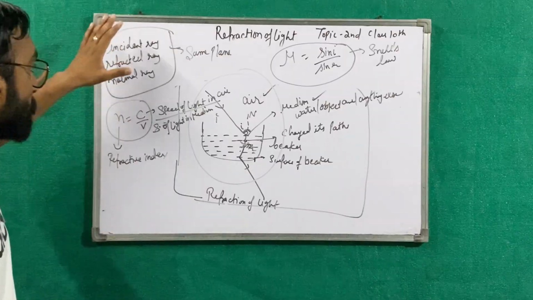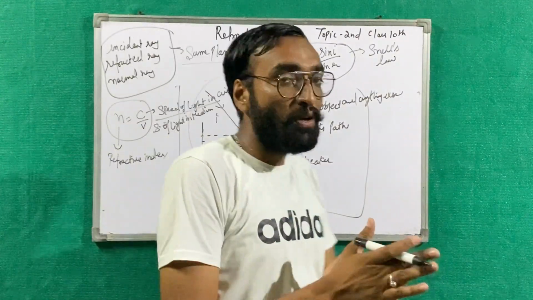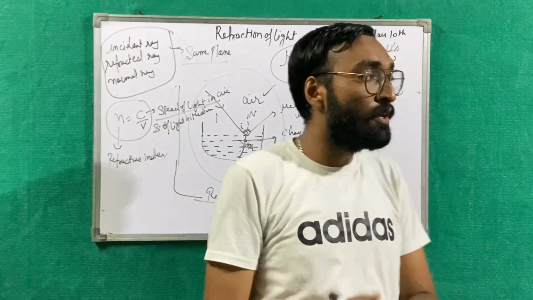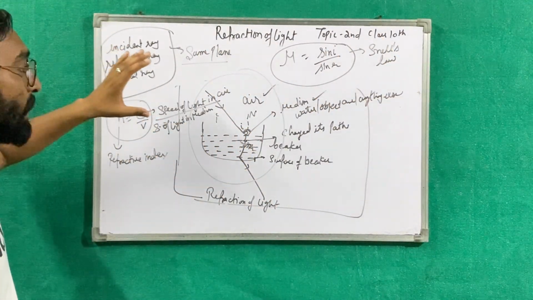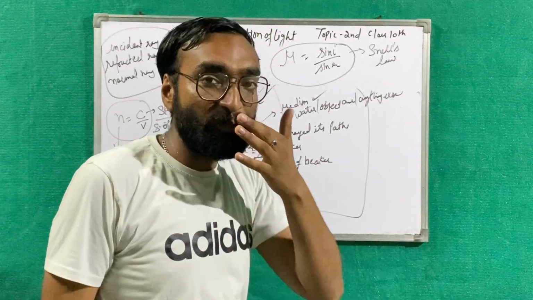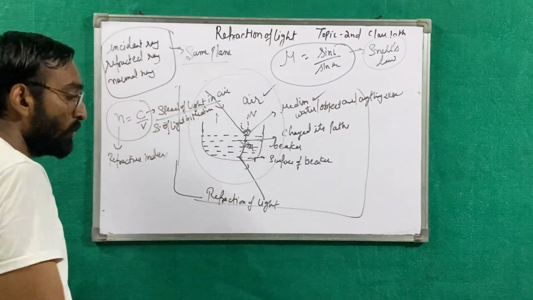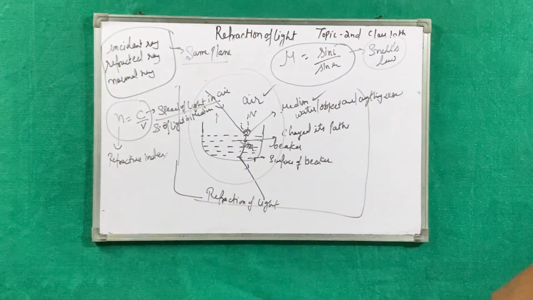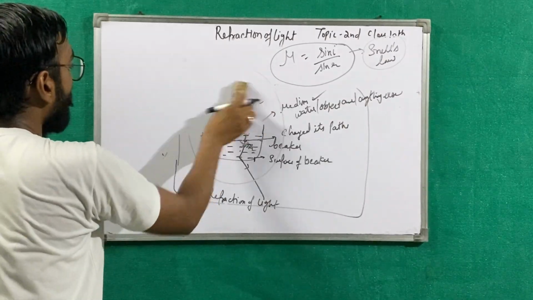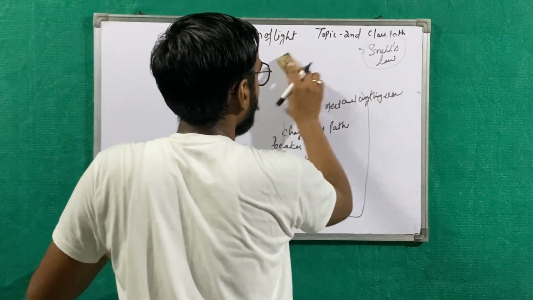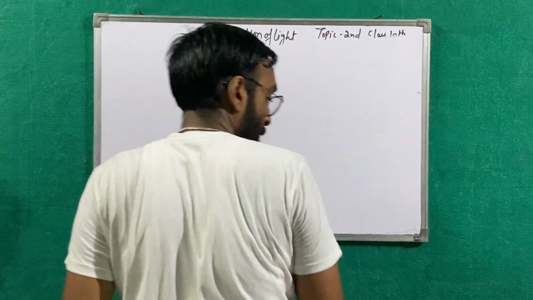These are the two laws: the first is the law of lines and the second is the law of angles. In this, the incident ray, refracted ray and normal ray lie in the same plane, and mu equals sine i by sine r, which is Snell's law, or refractive index equals c by v. The next topic is refraction through a glass slab.